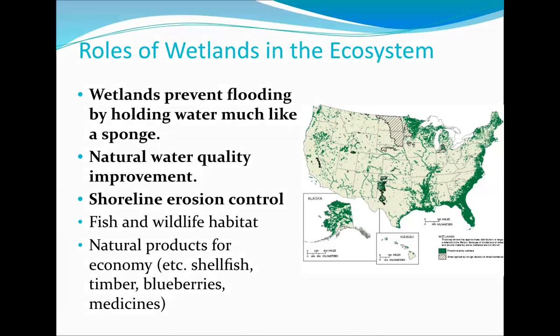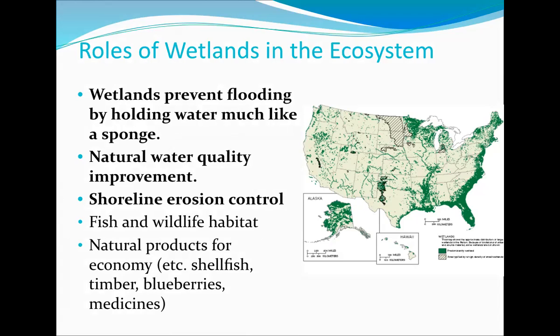So what do wetlands do in the ecosystem? What's their job? What is their role? Their purpose is to prevent flooding by holding water much like a sponge. And we have talked about this sponge over and over again. We've talked about it in previous units, and then we talked about it a lot in this unit, in the water cycle, okay? So they prevent flooding by holding water much like a sponge.